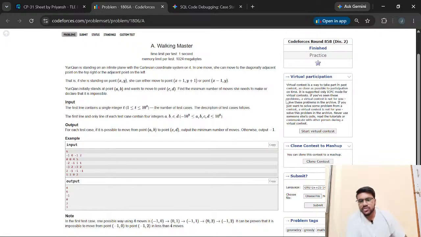Array, it is an easy question, but I'm thinking a lot. Find the minimum number of moves. Okay.